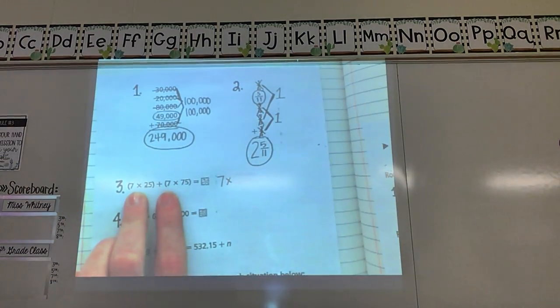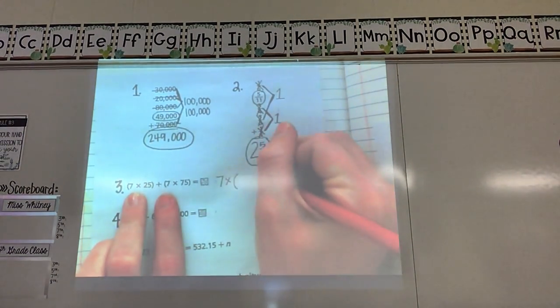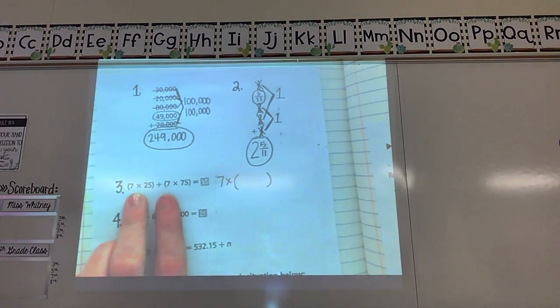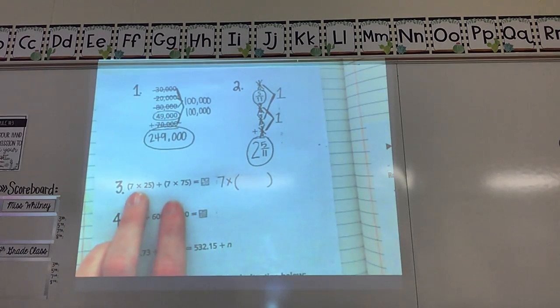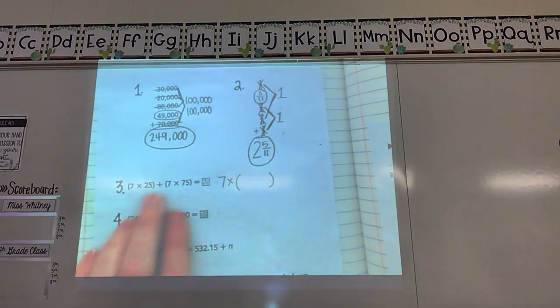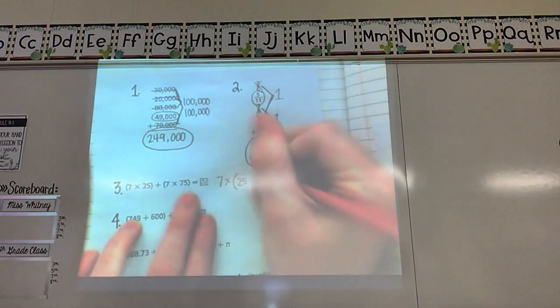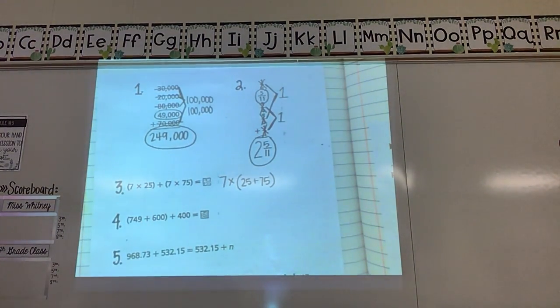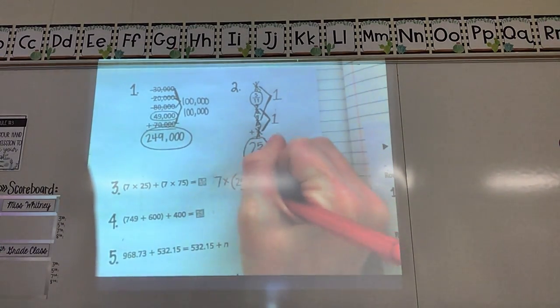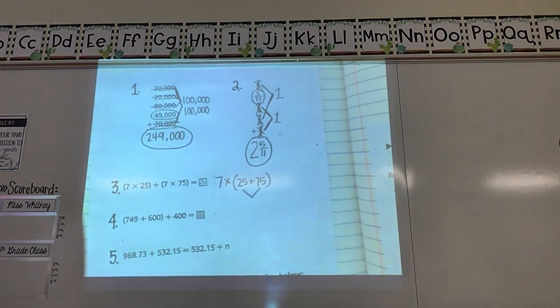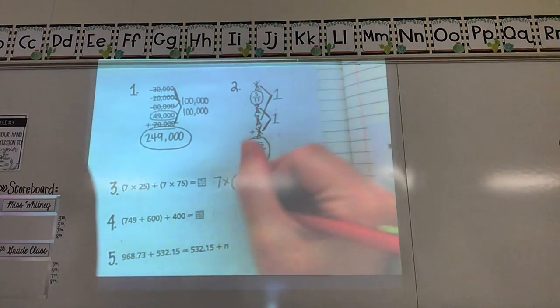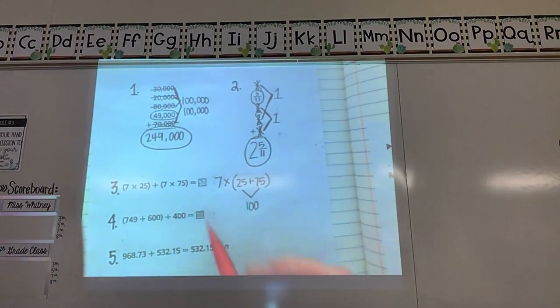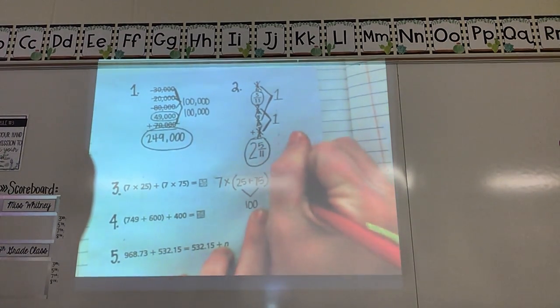So we're going to take the 7 out. We're going to put him on the outside. And then whatever numbers are left, we're going to leave on the inside. So when I take my 7 out and move him to the outside, what numbers am I left with for my group on the inside? 25 and 75. Now this looks a lot easier to solve because first we do our parentheses. What is 25 plus 75? That's 100. And then I do 7 times 100 gives me 700.